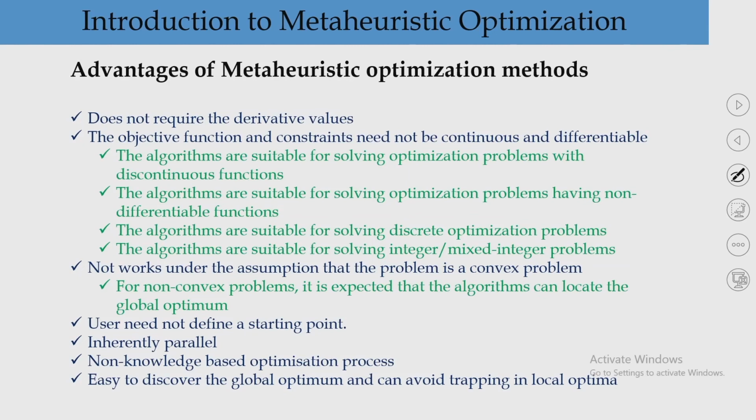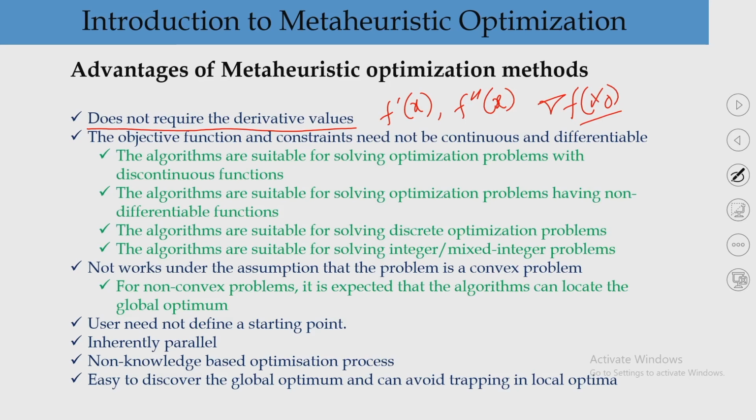Okay. Now, let me discuss what are the advantages of metaheuristic optimization methods. The first advantage is that it does not require the derivative value. We do not use the derivative value, either first derivative or second derivative. I need not calculate the derivative value. You can say this is the main advantage of metaheuristic optimization methods.